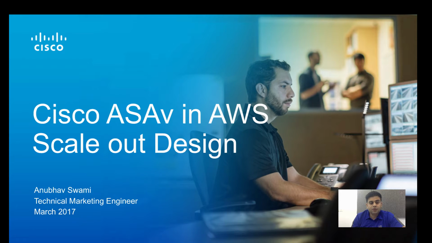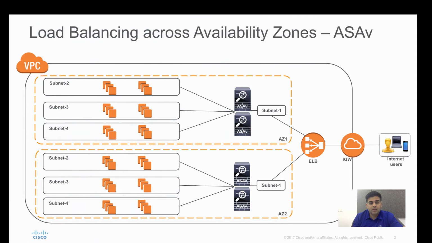This is a short video on Cisco ASAv in AWS scale-out design. In this example, we have a VPC. Under that VPC, we have two availability zones, AZ1 and AZ2. Each zone is protected by Cisco ASAv, and these ASAs are added behind Amazon Elastic Load Balancer. This ELB is load balancing traffic across availability zones based on 5-tuple information.